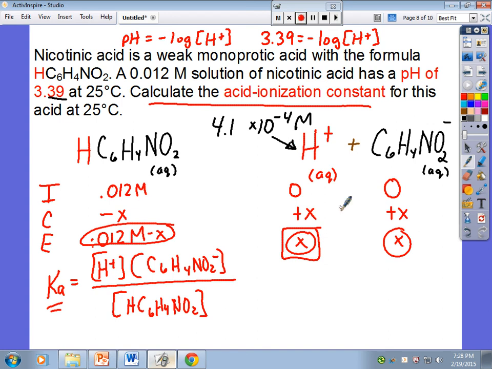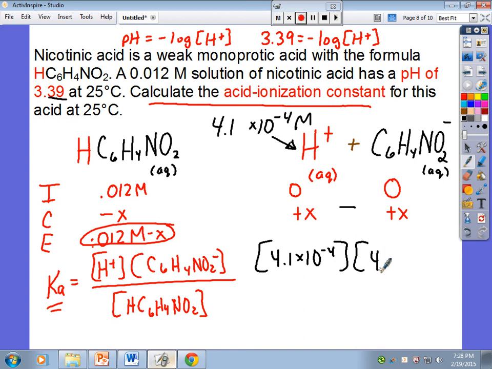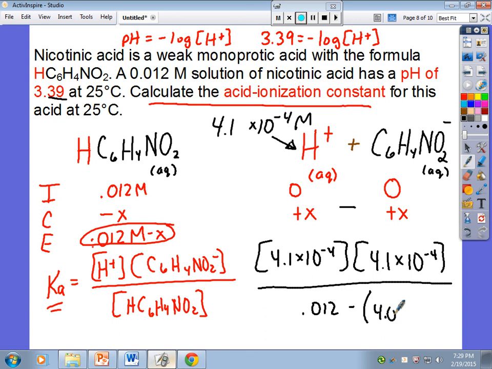So knowing that, don't I know both of these now? I do. Which means I can take 4.1 times 10 to the negative fourth times 4.1 times 10 to the negative fourth over 0.012 minus 4.1 times 10 to the negative fourth.